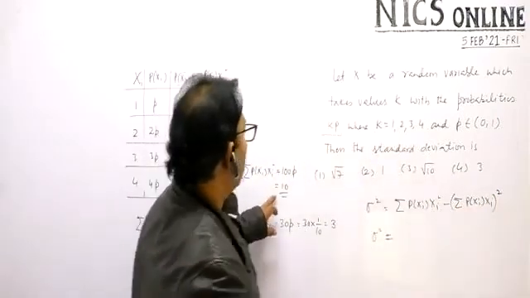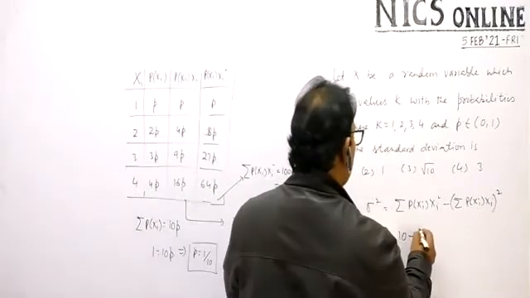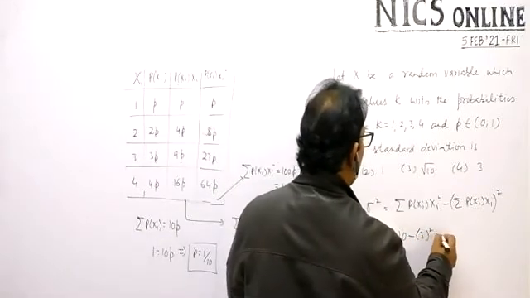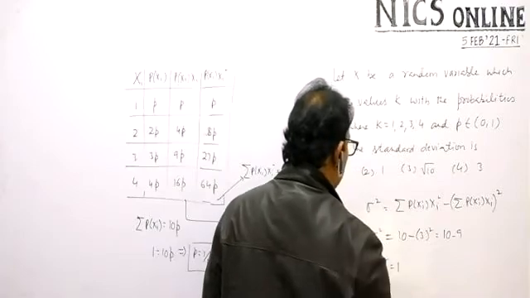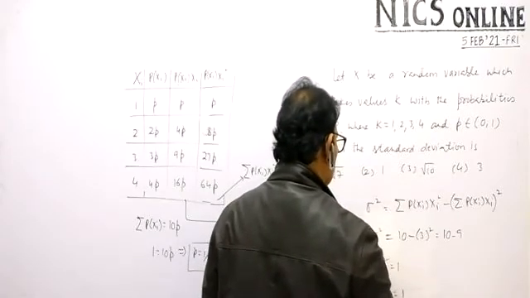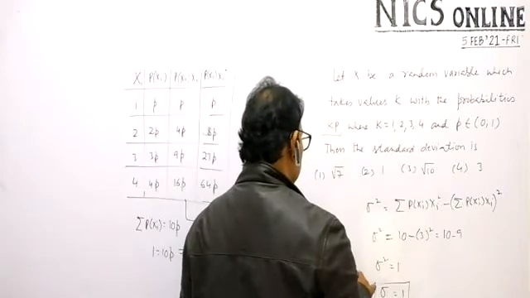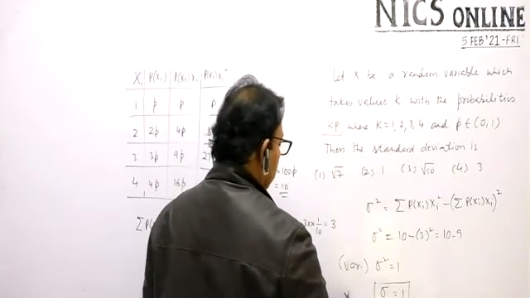Pxi square कितना आ रहा है? 10 आ रहा है. This value is coming out to be 3. P square is 9. That means variance is coming out to be 1. Therefore, the standard deviation will also be 1. Answer is 1. The standard deviation is coming out to be 1.